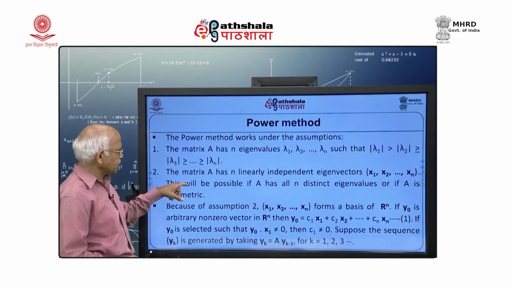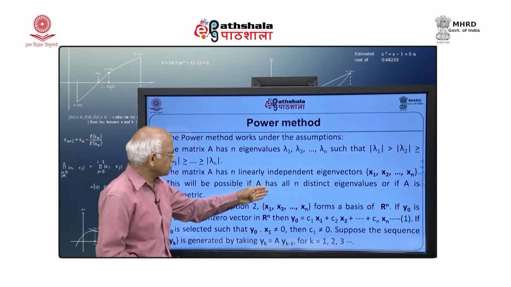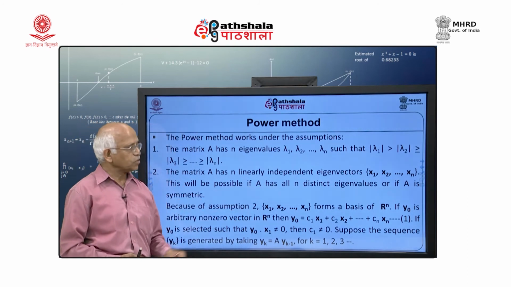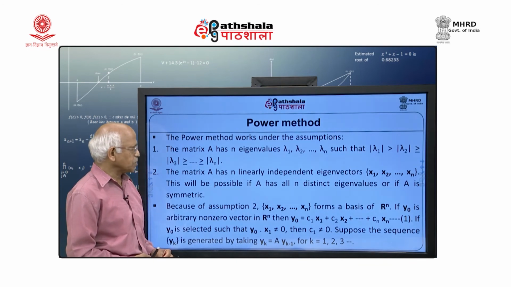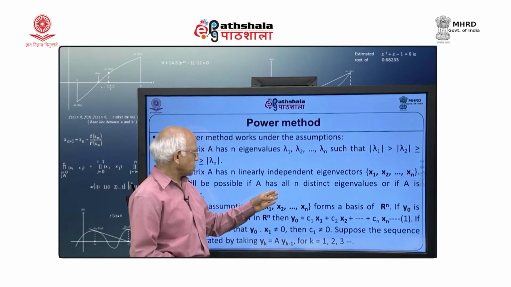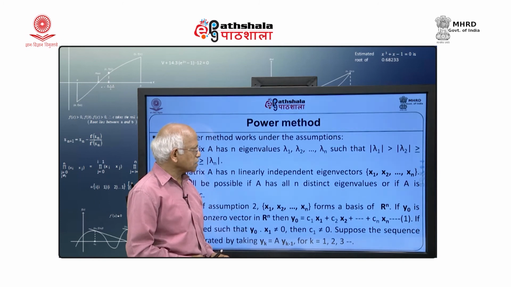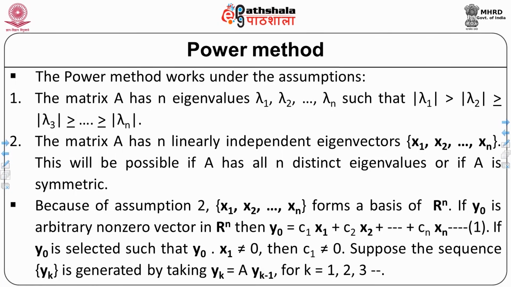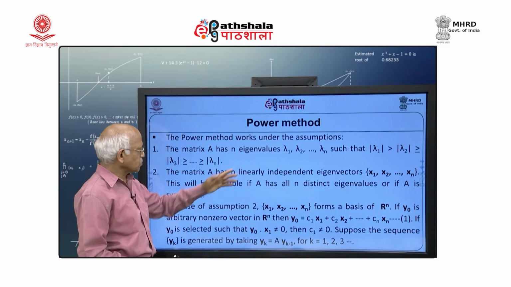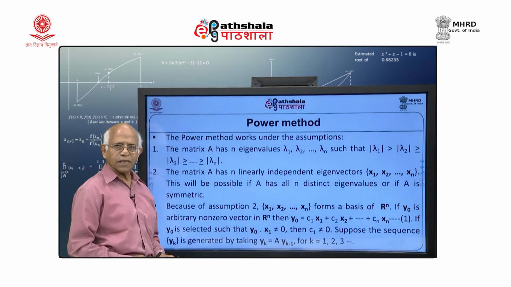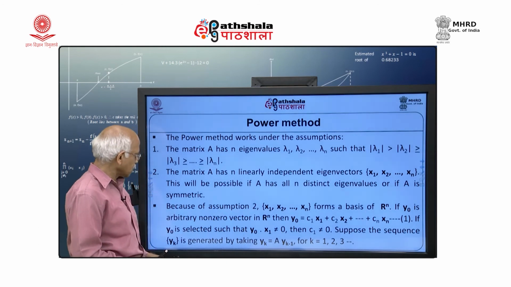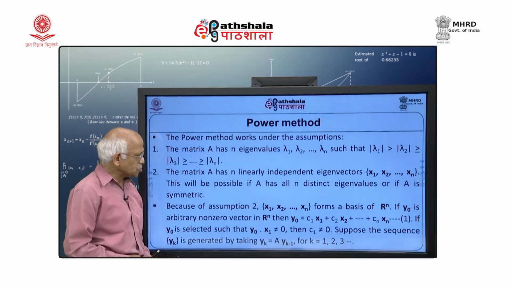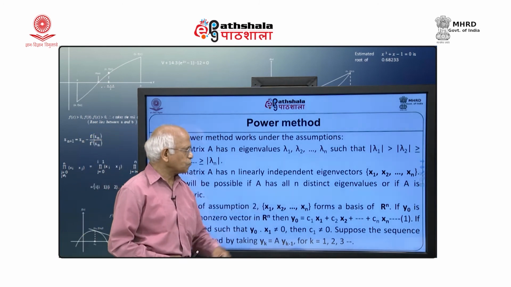This will be possible if A has all n distinct eigenvalues. We have already seen in the previous module that if eigenvalues are distinct, then the eigenvectors are linearly independent, and if A is symmetric, then also the eigenvectors are linearly independent, but these two conditions are not essential. They are sufficient conditions, but what is essential is that we want n linearly independent eigenvectors.